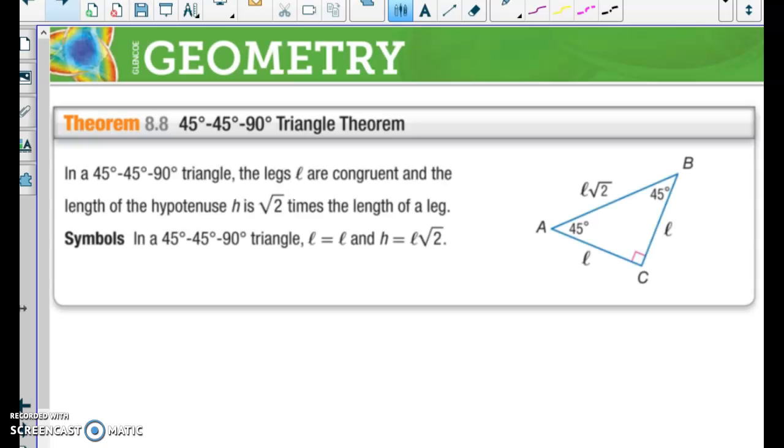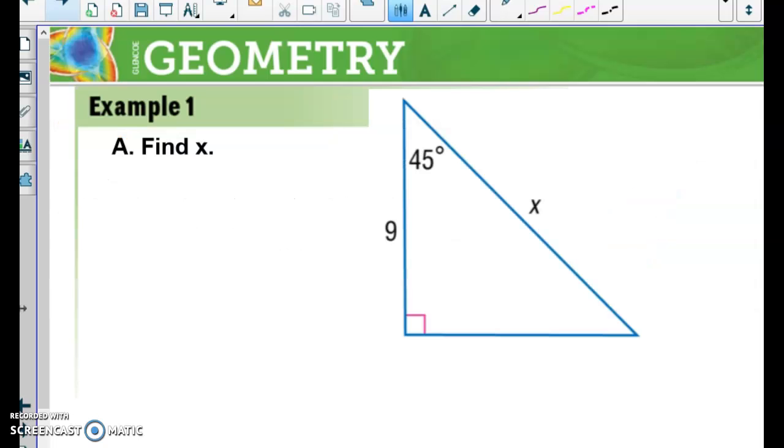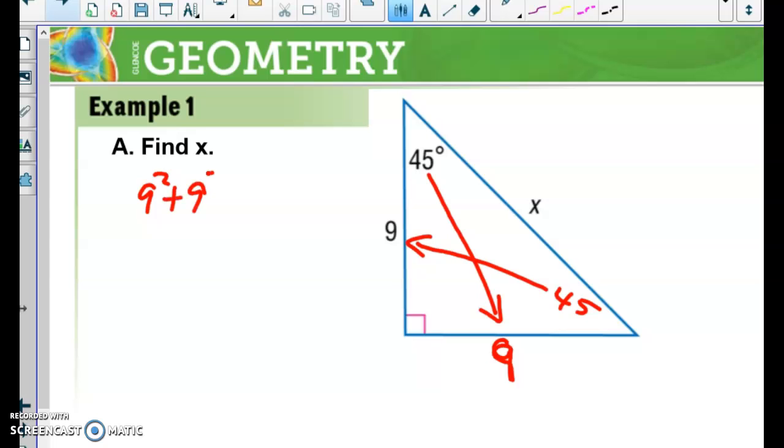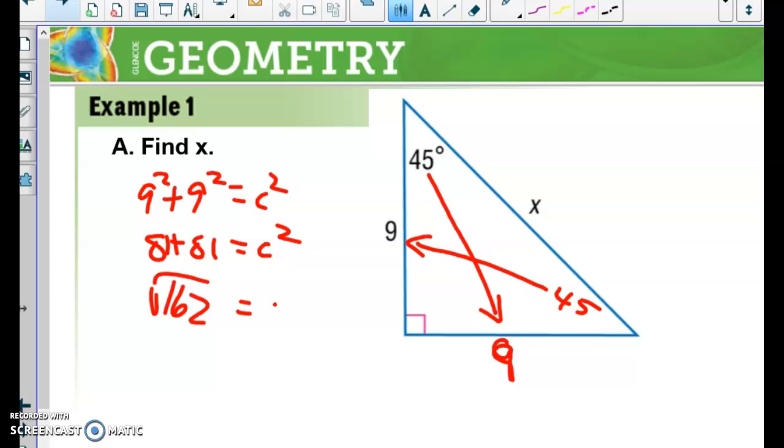And here's a theorem. Please pause this so you can write it down. So what the theorem said after you wrote it down is if you have a 45, 45, 90, we know sides opposite equal angles are equal, so that's going to be 9. And we can use the Pythagorean Theorem: 9 squared plus 9 squared equals c squared, 81 plus 81 equals c squared. 162 square rooted equals c, which is the same as 9 root 2.